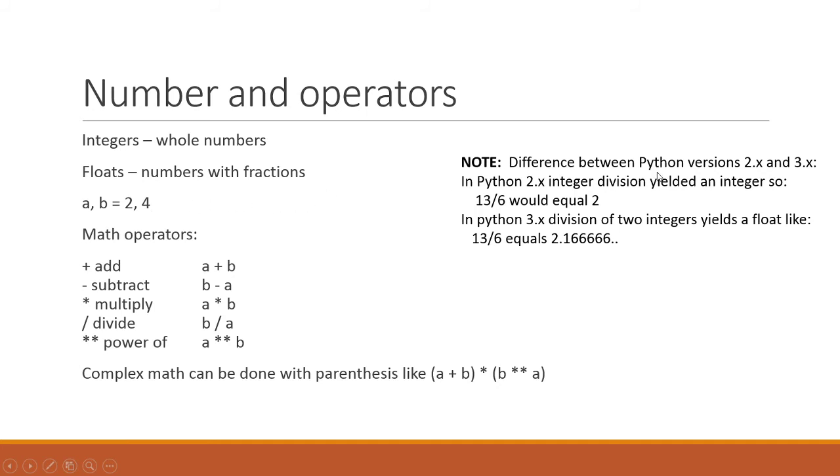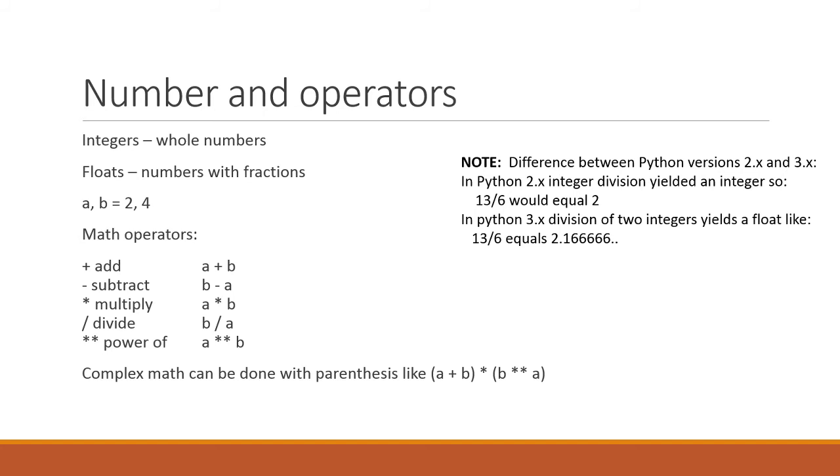I want to point out a difference between Python versions 2 and 3, and basically that was your integer division. In Python 2, division of two integers would yield an integer. So 13 divided by 6 would equal 2. In Python 3, division of two integers equals a float. Even if it was 12 divided by 6, it would be 2.0. 13 divided by 6 equals 2.1666.